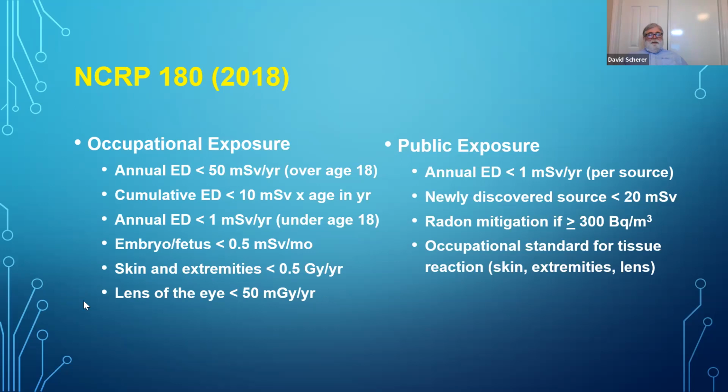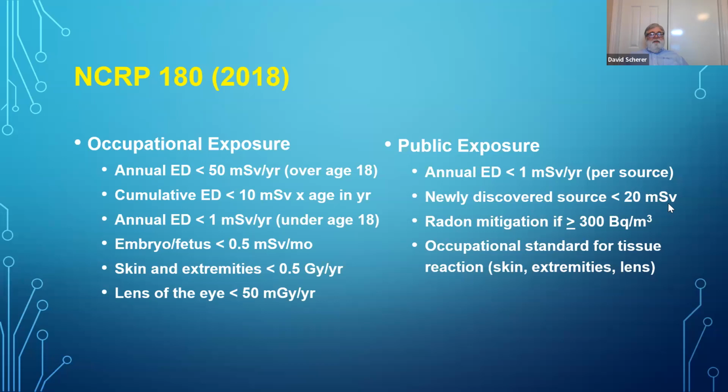The standard for the lens of the eye in the NCRP regime is a little bit lower, 50 milligray per year. So that's less than what it has been before. Another category of exposure is public exposure. Individuals should be limited to 1 millisievert per year for each radiation source.